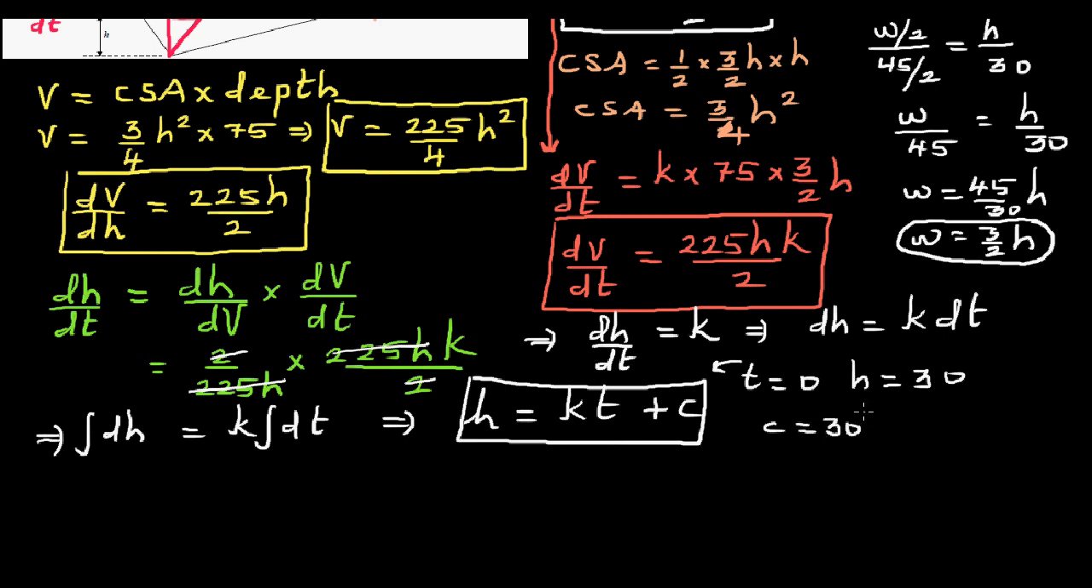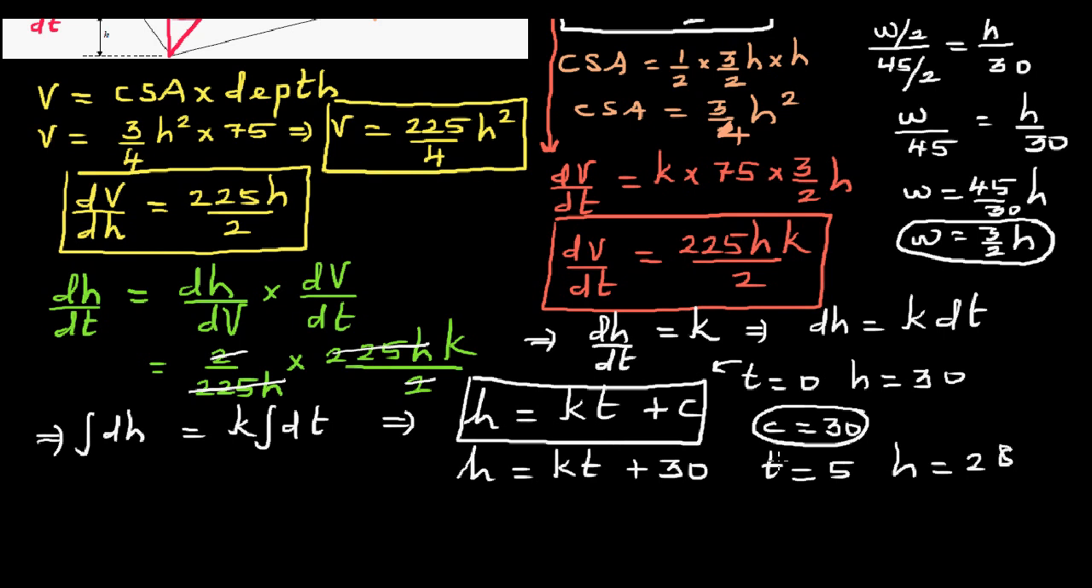When time was 0, the height is going to be 30. So we can now write h is equal to kt plus 30. When time was 0, the height is 30. The second information that we have is after 5 days, the height became 28. So let's put again this in this equation.